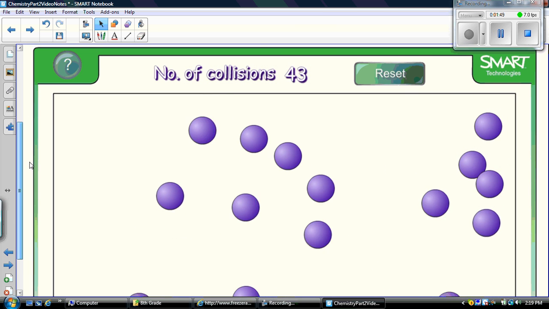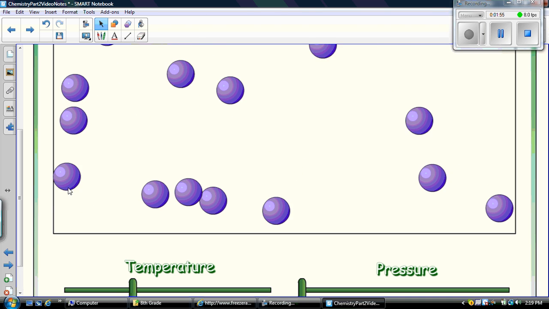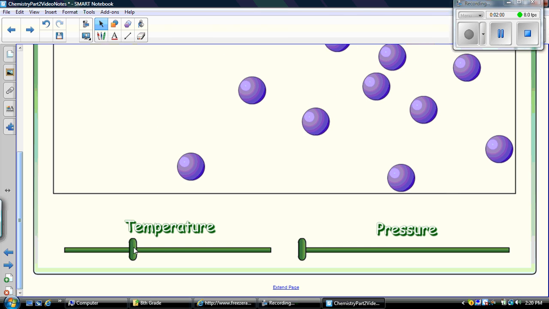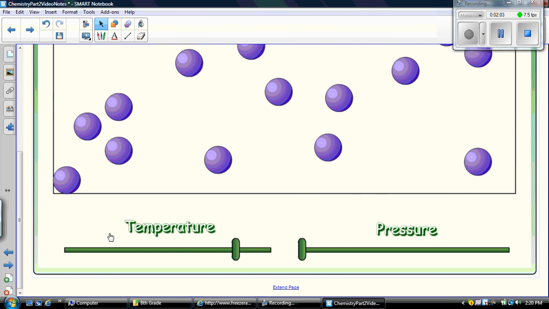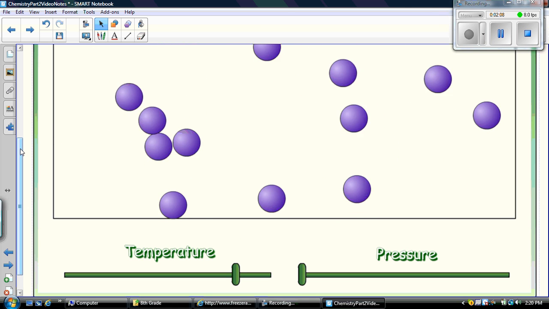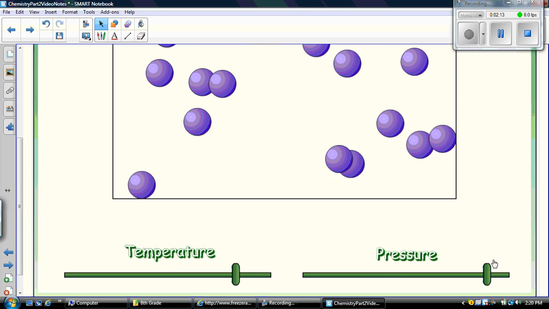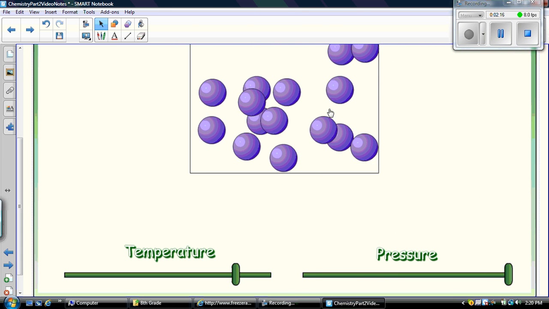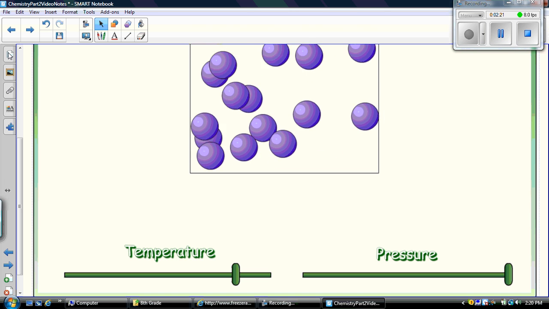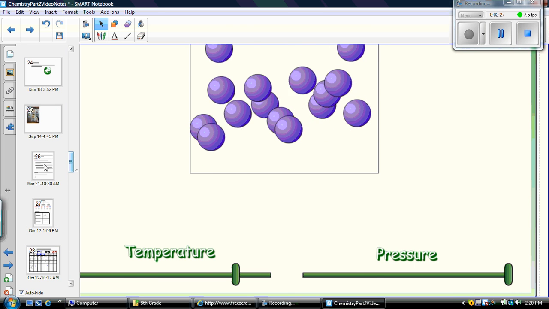If the number of collisions occur really fast, then you've got a higher rate of reaction. So let's take a look at these characteristics. Let's say I increase temperature. If I increase temperature, notice how fast those molecules are now colliding. So temperature will increase the rate of reaction. Let's look at pressure. If we increase pressure, notice how often those molecules are colliding. That will also increase the rate of reaction.